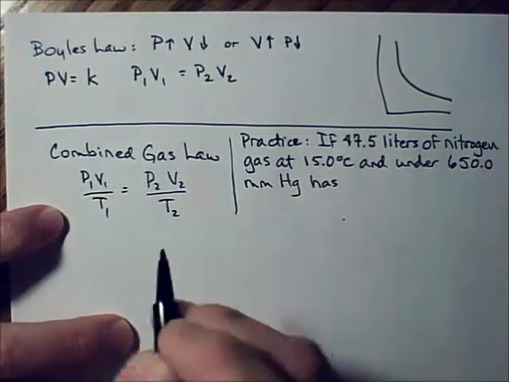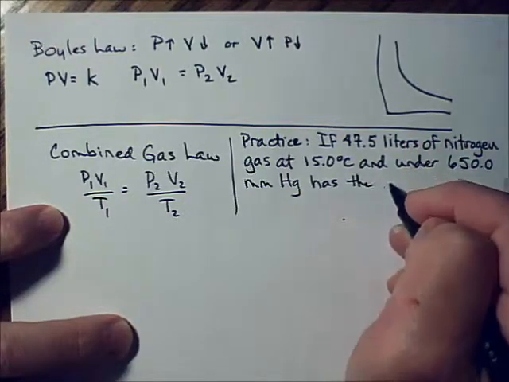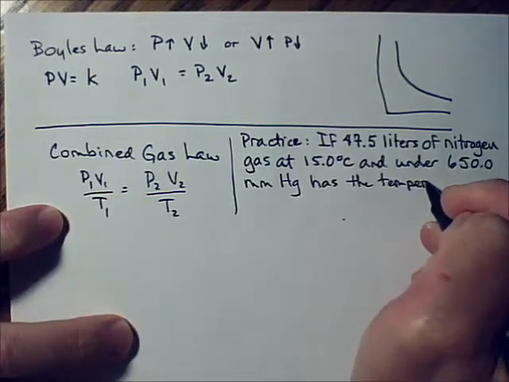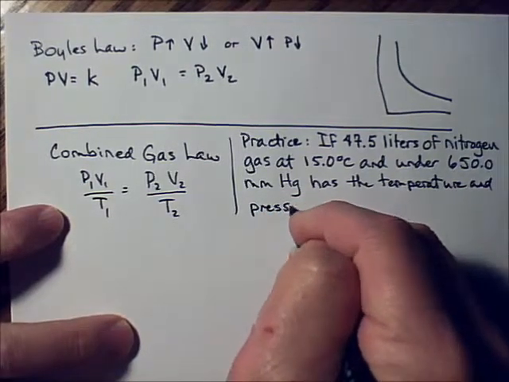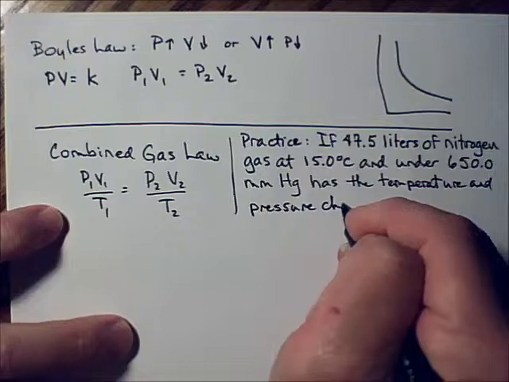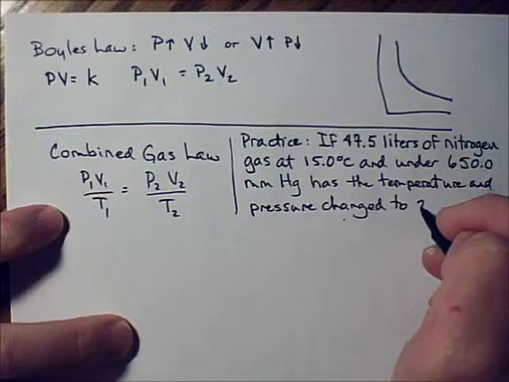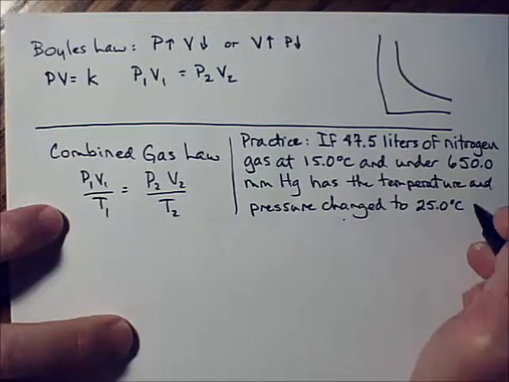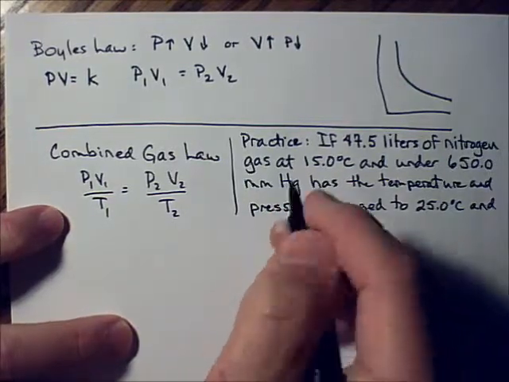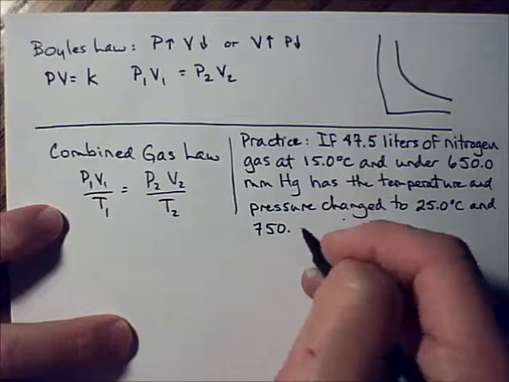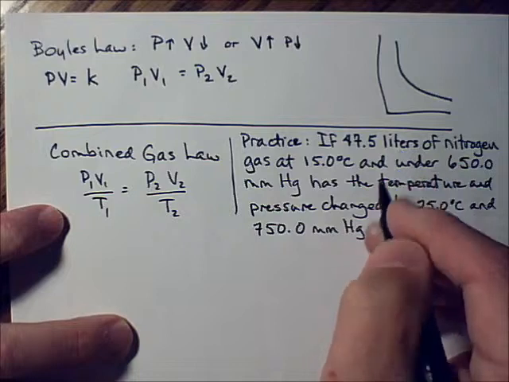This is actually a pressure unit here. It's called millimeters of mercury. Nope. Mercury's a liquid. Give me a minute and I'll explain that.